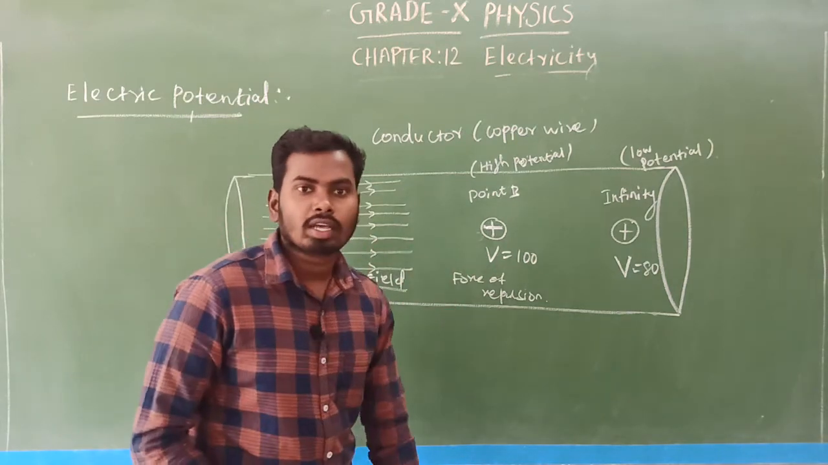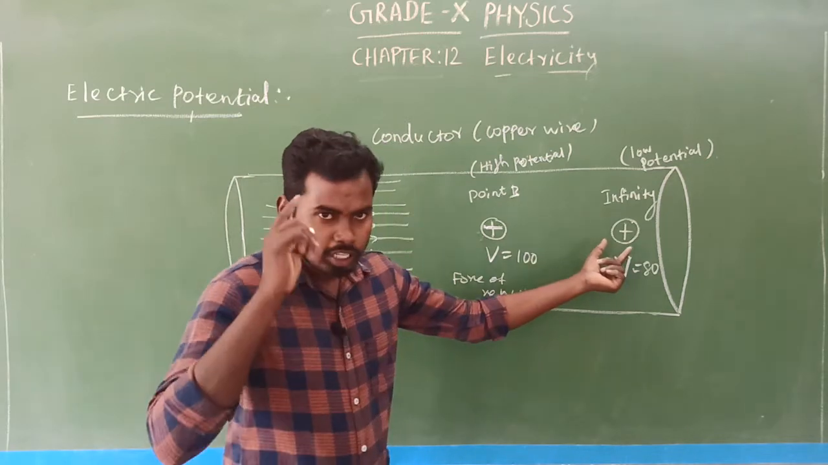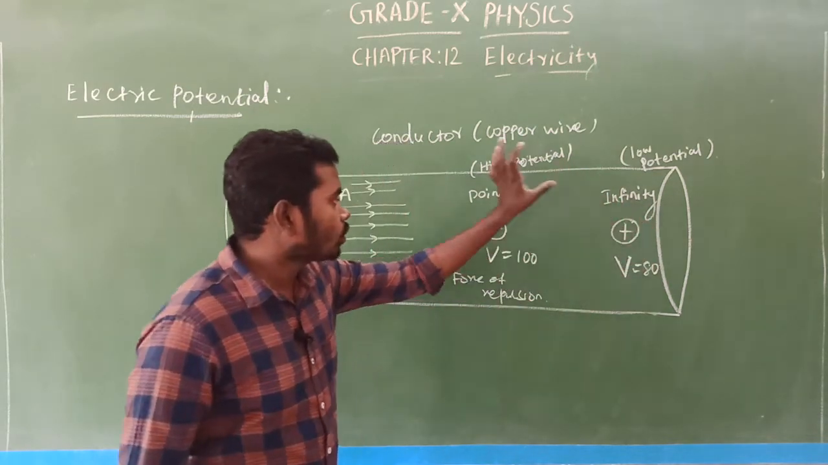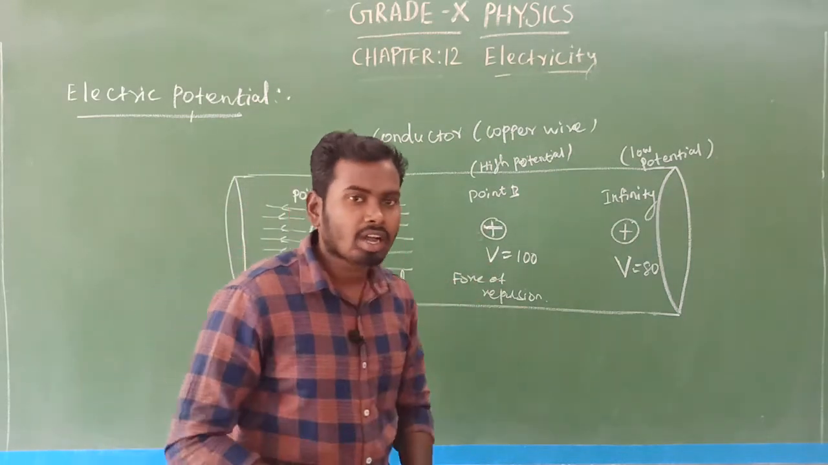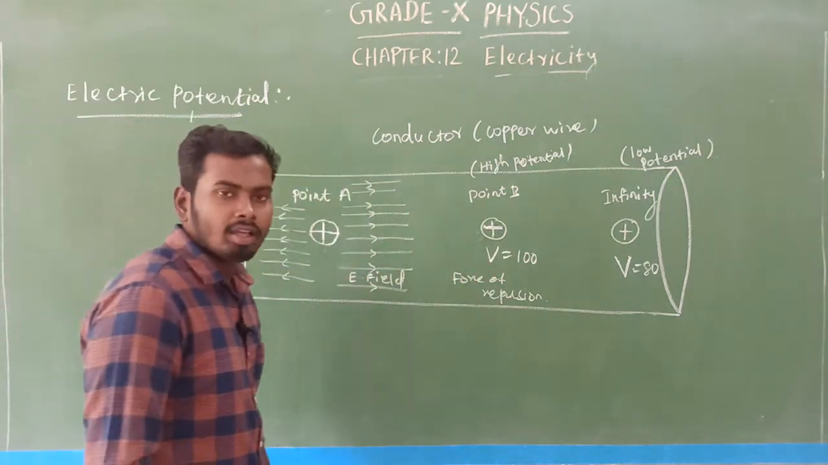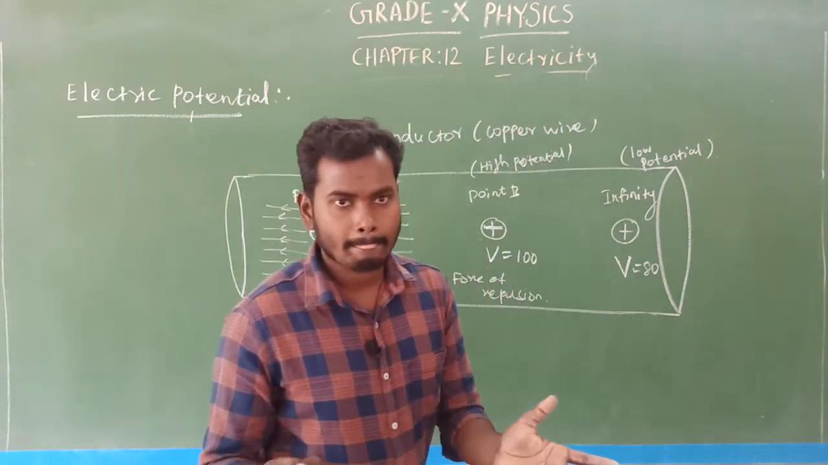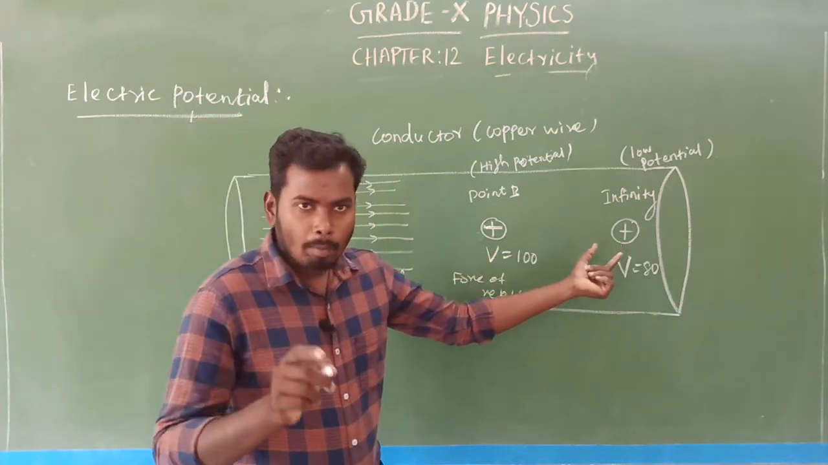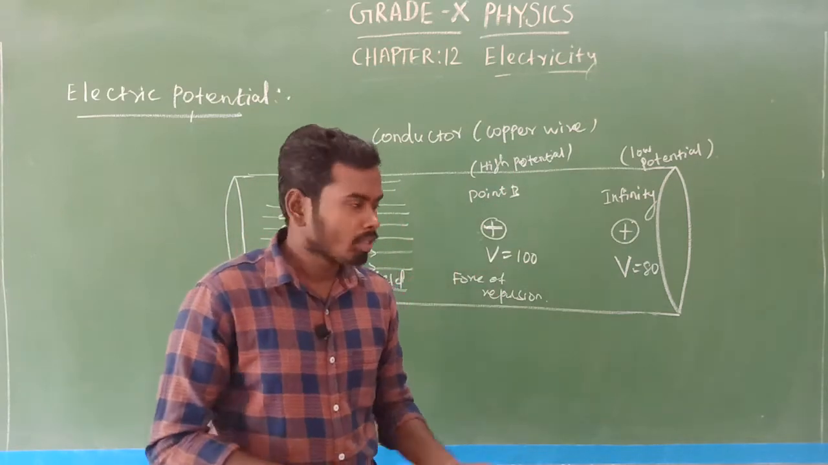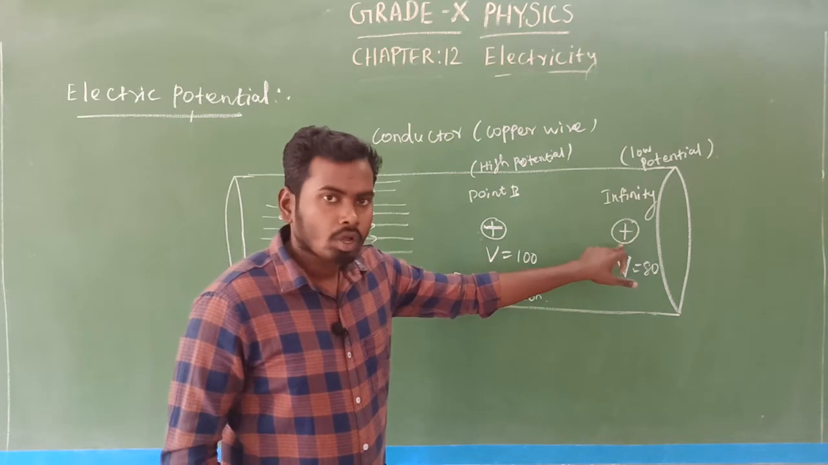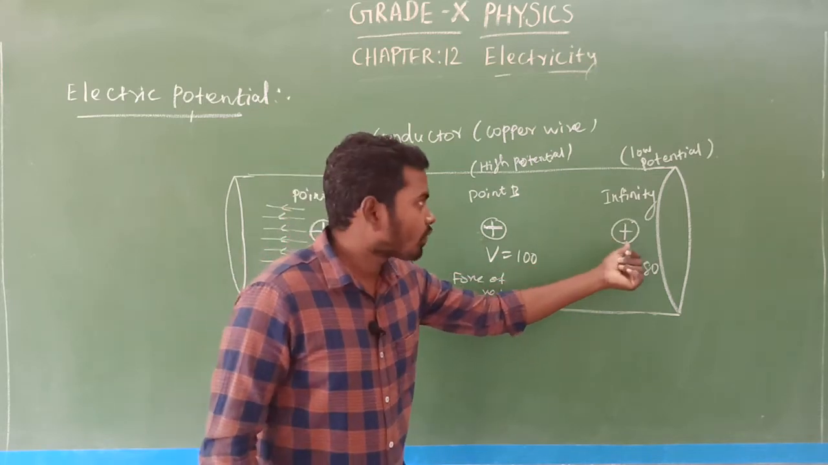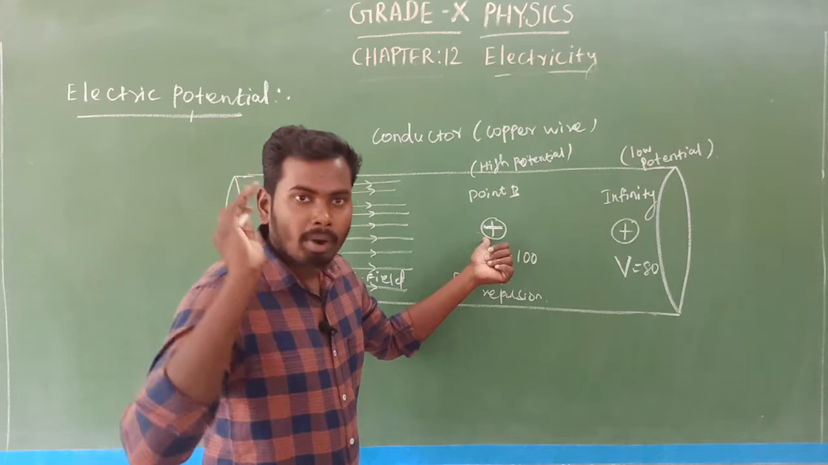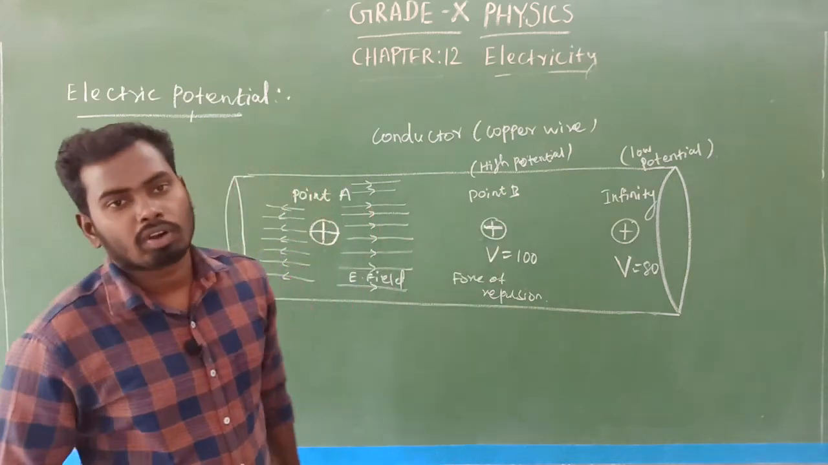So what is the conclusion here? The amount of work done to bring a unit positive charge from infinity to that point, which means any particular point, is called electric potential. It's very easy. That is called electric potential.